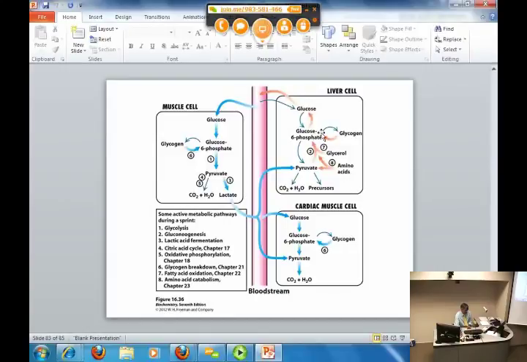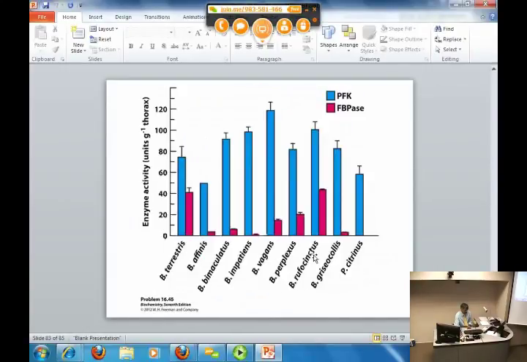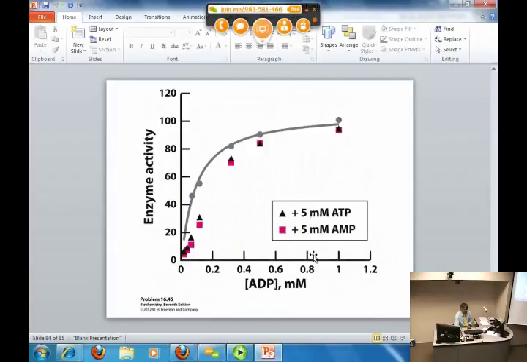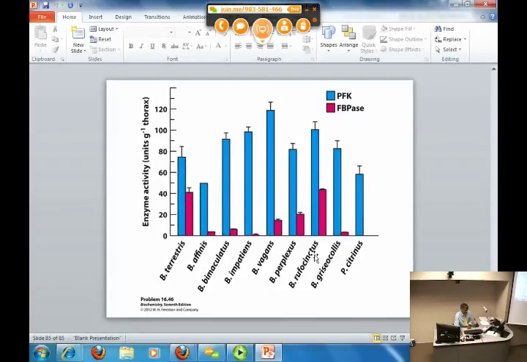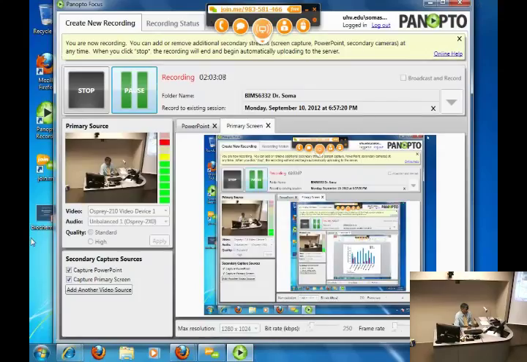You can see that gluconeogenesis formation is only in the liver, and it is not present in the cardiac muscle. And some of these enzyme activities and some of the research findings on the ADP molecules and everything, this is very interesting. And some of the microbes contain this enzyme PFK and phosphatase enzyme. With that, we are finishing.